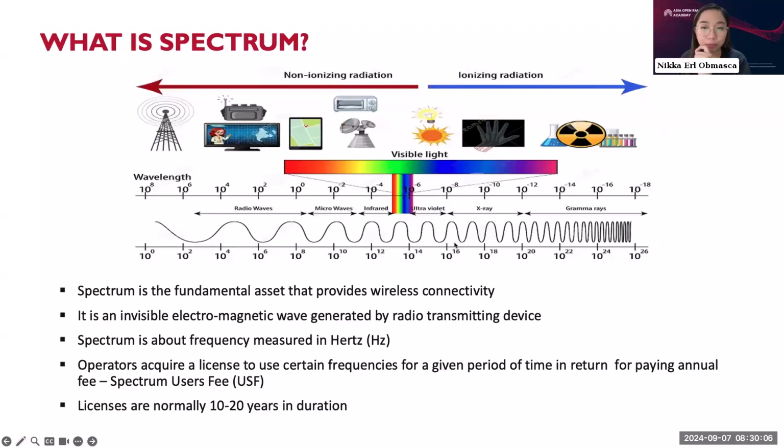So these visible light can be subdivided by color. So it ranges from lowest frequency, ito yung red. This is the lowest frequency, and moving to the highest frequency, which is colored as violet. Ayan. So others is that itong electromagnetics na to is licenses are normally 10 to 20 years in duration pagdating sa mga operators natin. Later discuss din natin yan.